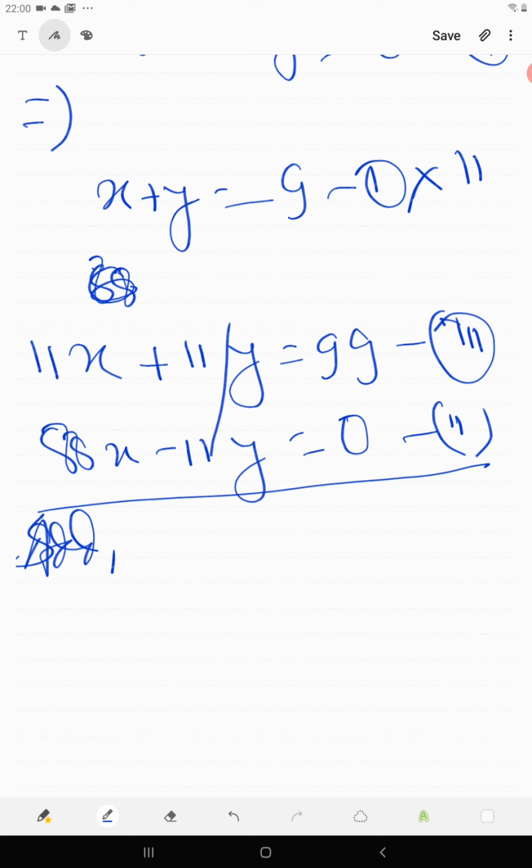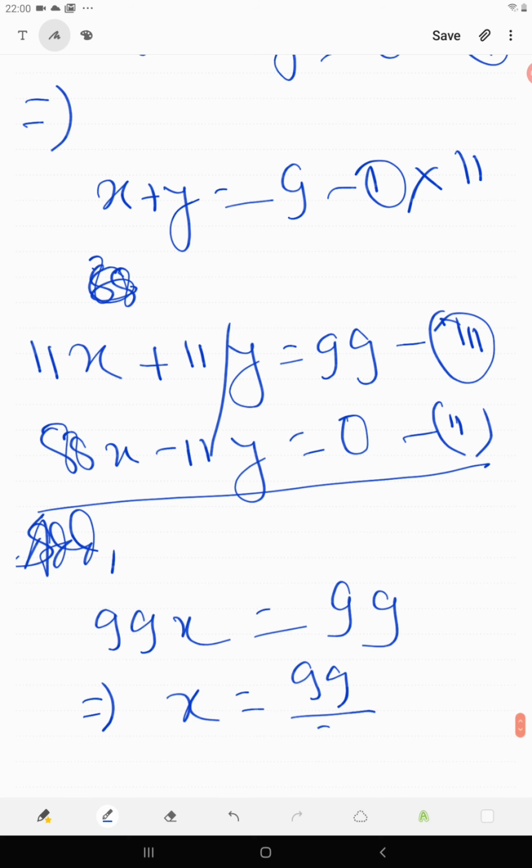So we can directly cut 11y. Now we are adding it. So 88 plus 11 is 99x. So 99x equals 99 plus 0, which is 99 only. This simplifies to x equals 99 by 99. So we have got 1.